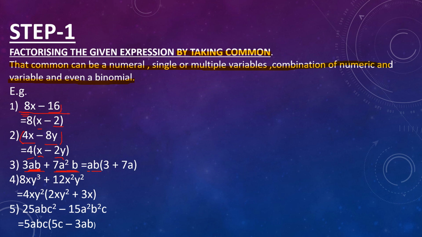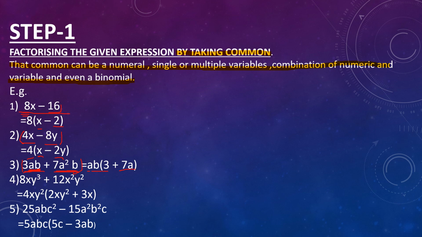No numeric is common. So if you divide each term of the given expression 3ab plus 7a square b by ab, now what will you find? If you divide 3ab by ab, you will get 3. 7a square b divided by ab, you will get 7a. This is the factorized form.